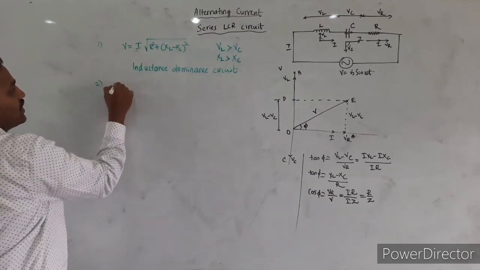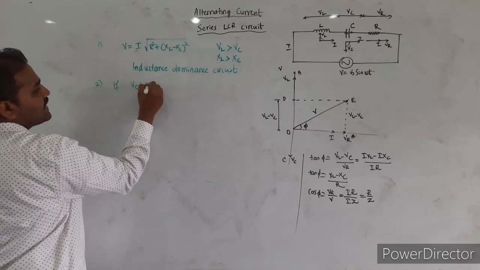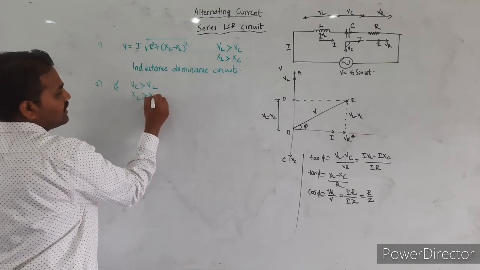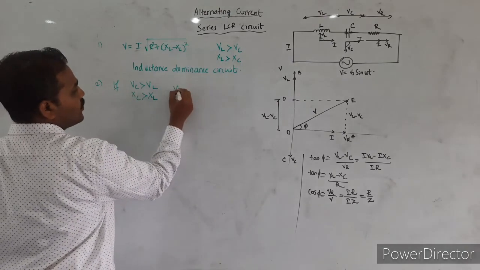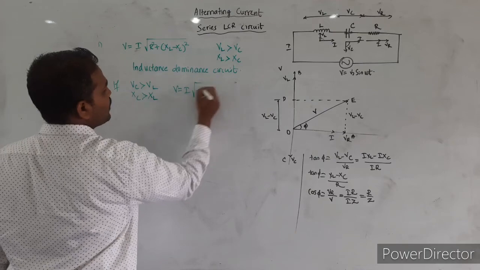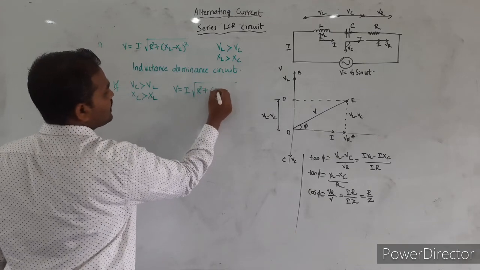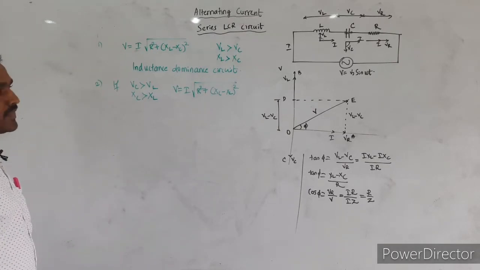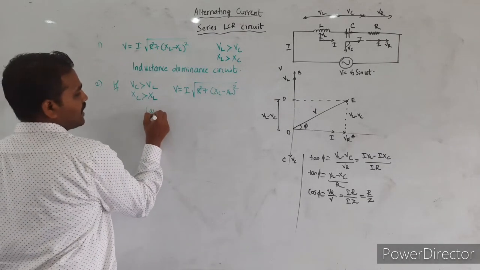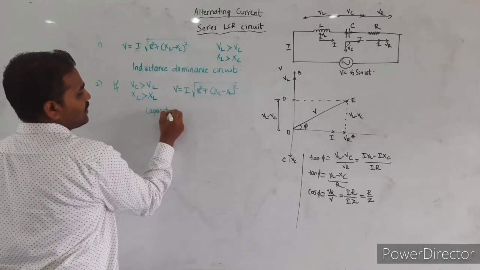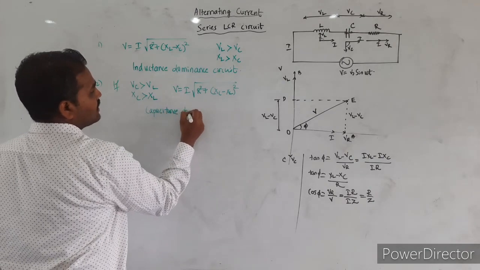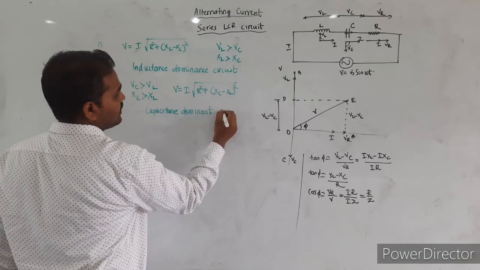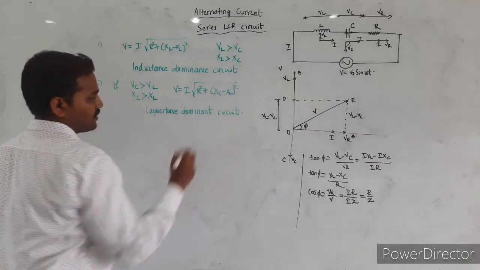Second case, if VC is greater than VL or XC is greater than XL, I can write V is equal to I into square root of R square plus (XC minus XL) whole square. So this is a capacitance dominant circuit.